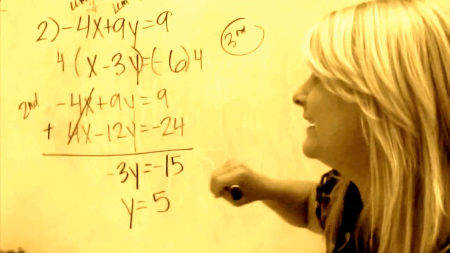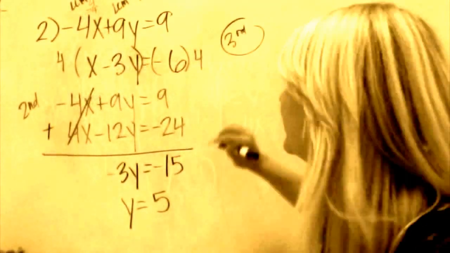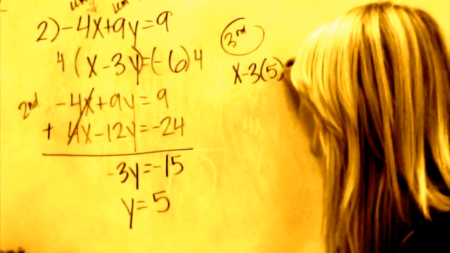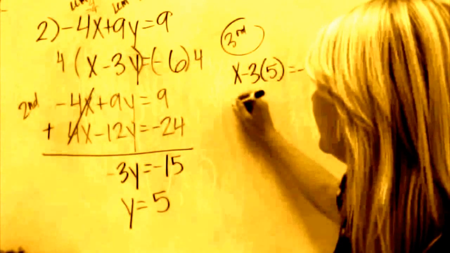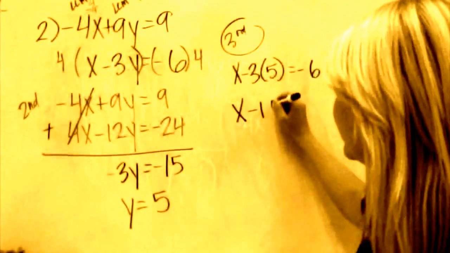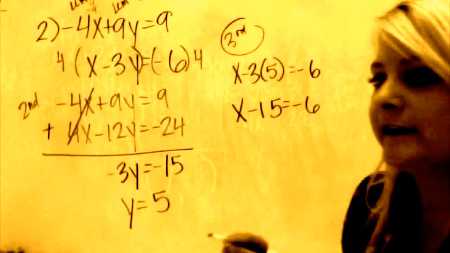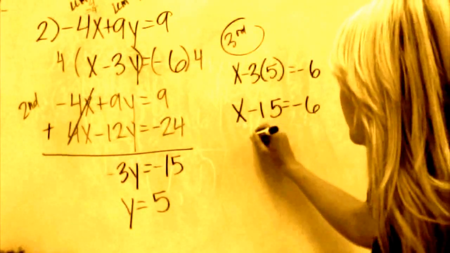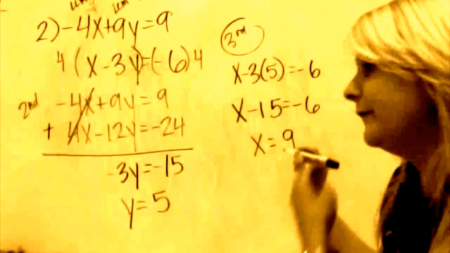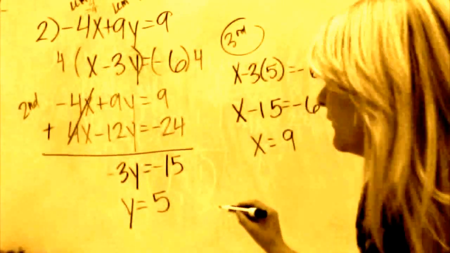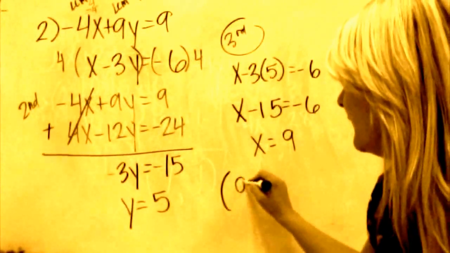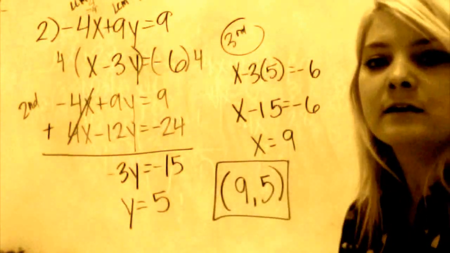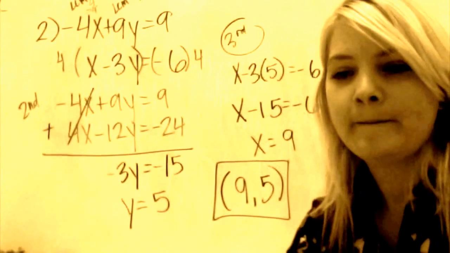So I'm going to substitute it into the original second equation. So we have x minus 3 times 5 equals negative 6. So this gives us x minus 15 equals negative 6. So I'm going to add 15 to both sides. So we'll get x equals positive 9. Once again, we express our solution as an ordered pair, x comma y. So our solution will be 9 comma 5.